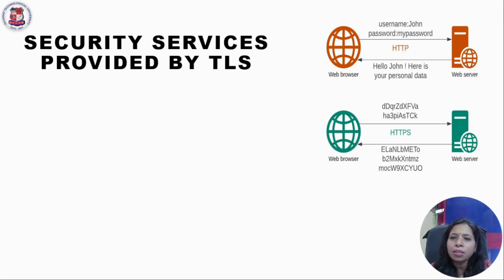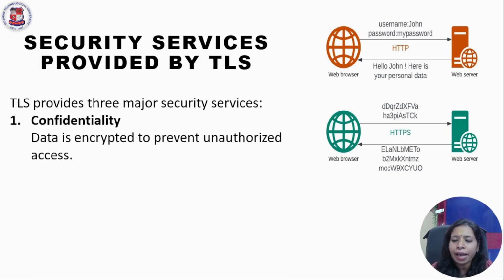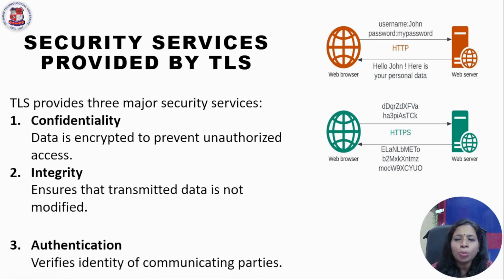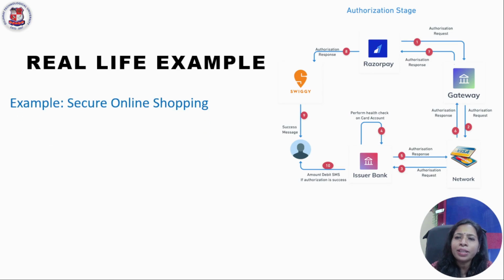Now let's discuss the security services provided by TLS. TLS provides three main security services: confidentiality, integrity, and authentication. Confidentiality ensures data is encrypted to prevent unauthorized access. Integrity ensures that transmitted data is not modified, and authentication verifies the identity of the communicating parties. These services work together to protect users from cyber threats such as data theft, message tampering, etc.